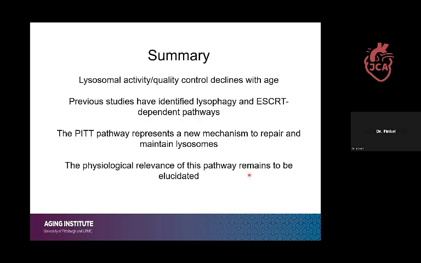So let me just summarize this work. We believe that lysosomal activity and quality control declines with age. Other pathways have been described: lysophagy, which is a relatively slow pathway, and ESCRT-dependent pathways, which are rather fast. We don't believe the data suggest the ESCRT pathway represents the total pathways by which lysosomes are repaired, and therefore we searched for another mechanism. What I hope to have described to you is this new pathway, which we're calling the PIT pathway, which we actually believe is the predominant pathway by which lysosomes are repaired acutely.